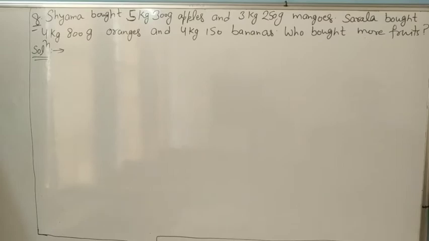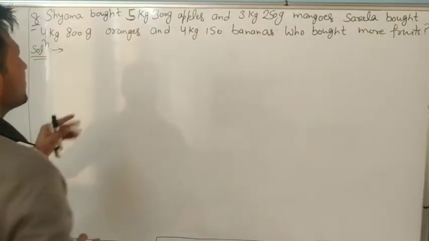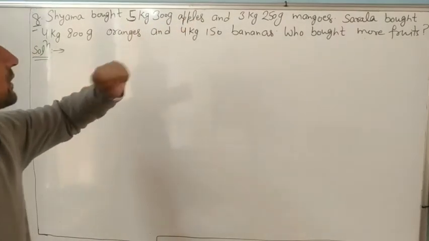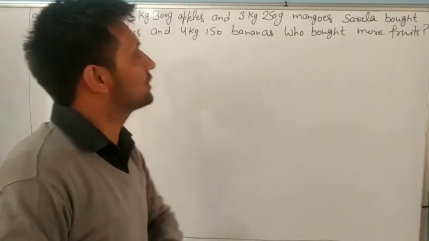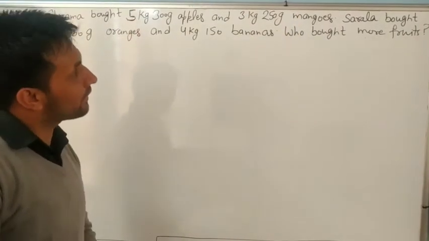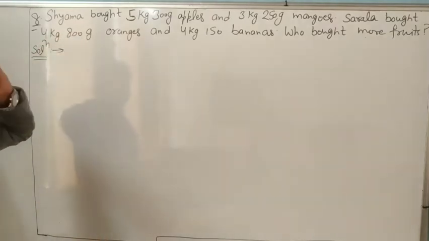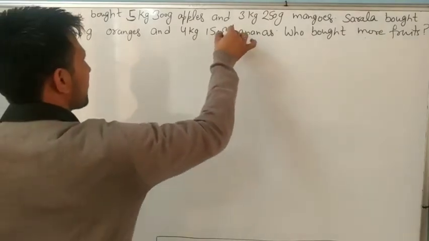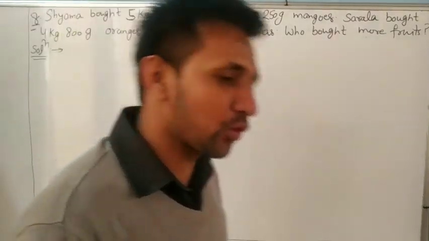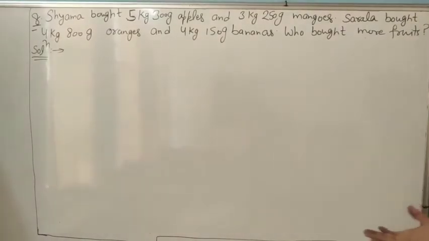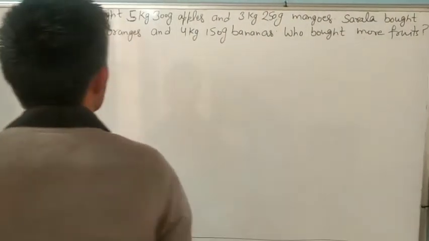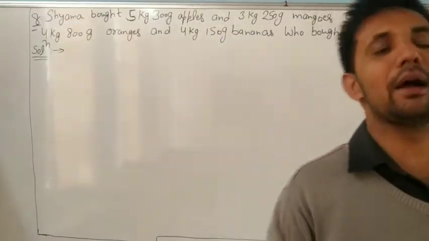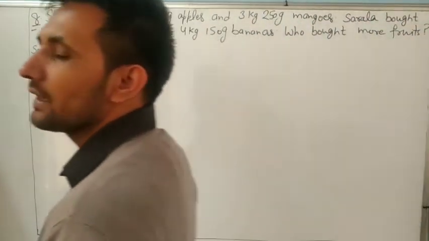Now question number 8 dear. Shyama bought, there are again two more friends. Shyama bought 5 kg 300 gram apples, 3 kg and 250 gram mangoes, and her friend Sarla bought 4 kg 800 gram oranges and 4 kg 150 gram bananas. Who bought more fruits? It's very simple dear. I think you can do it yourself. You have only to add. First we will find the total number of fruits bought by Shyama and how much fruit bought by Sarla. Then we will compare it.